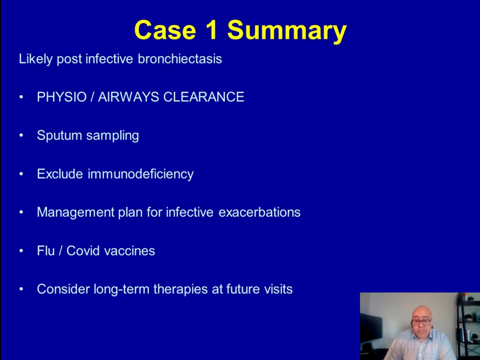But the main focus of this talk is not specifically on management, and there'll be another talk relating to the management of bronchiectasis.